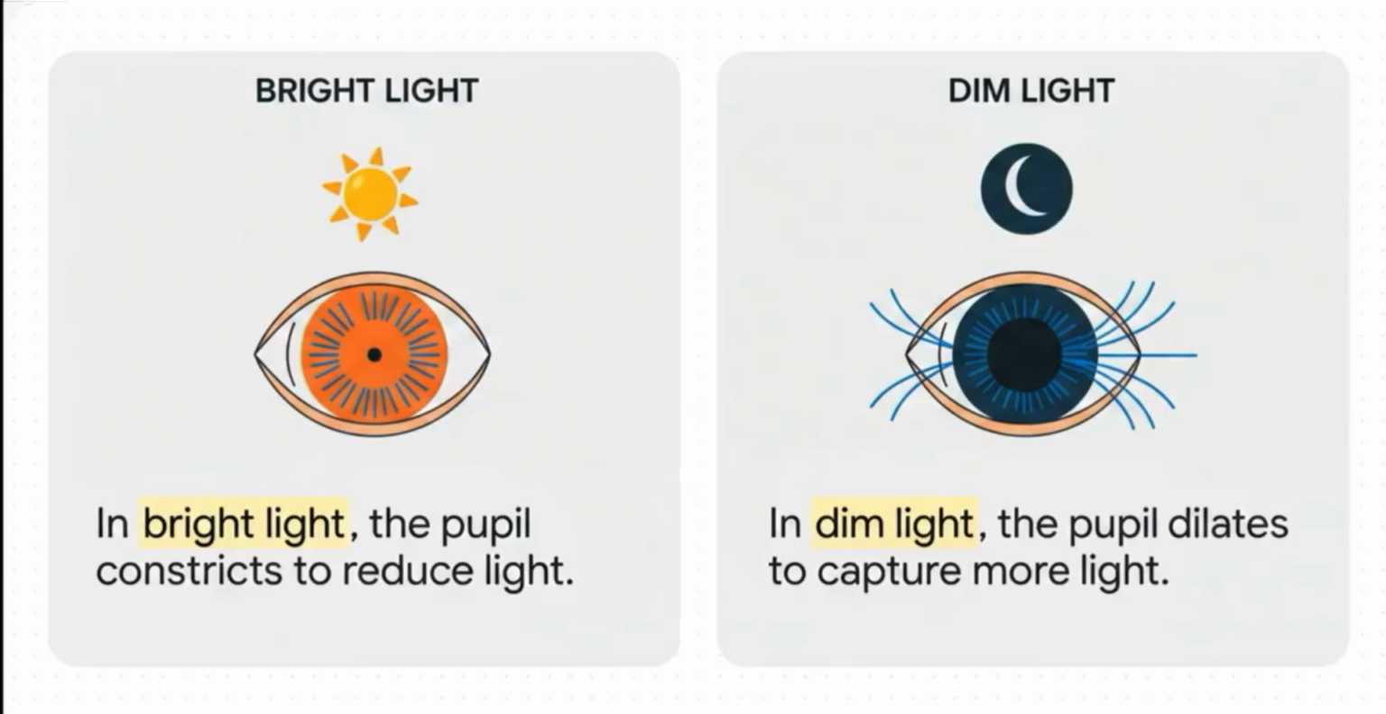Picture walking outside on a super sunny day. You want less light entering to prevent damage, right? So the circular muscles of the iris contract, while the radial muscles relax. This makes the pupil constrict or shrink, heavily reducing incoming light.